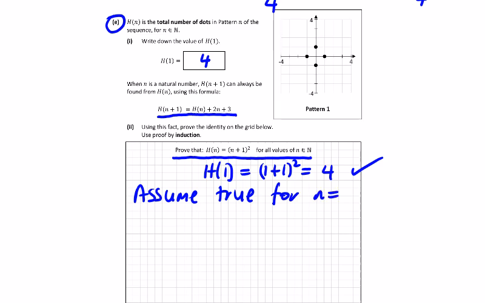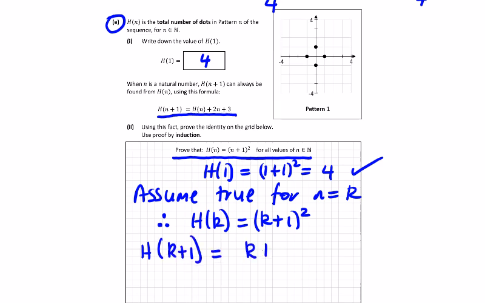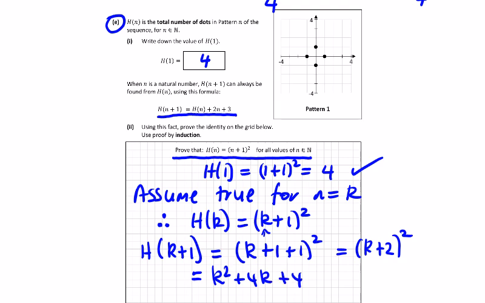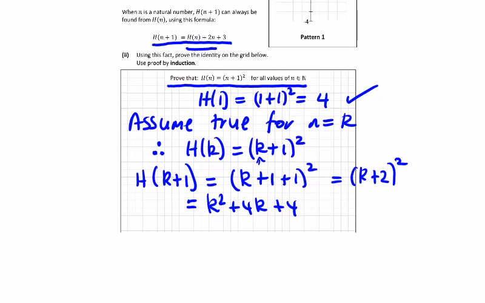Assume true for n is equal to k. Therefore, we get h of k is equal to k plus 1 to be squared. What's h of k plus 1? That's going to be k plus 1, replacing that k, plus the other 1 to be squared, which is equal to k plus 2 to be squared, which is equal to k squared plus 4k plus 4. And they want us to say that it's equal to this guy here. So if we change n to k, we're going to get h of k plus 2k plus 3.